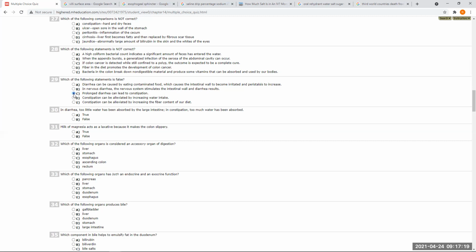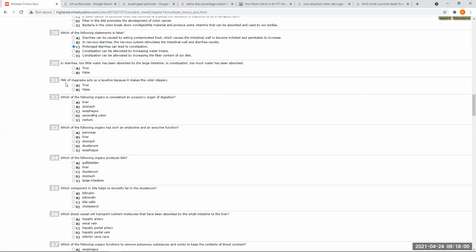Prolonged diarrhea can lead to constipation. Yeah, that is false. Prolonged diarrhea actually does the opposite, right? It could lead to death, but not constipation. Constipation is when you're stopped up. Has anybody ever been constipated or known somebody who's been constipated? In other words, you can't pass stools. Who just answered the question there, by the way? Ashley Mangru, thank you, Ashley. Very good. So prolonged diarrhea doesn't lead to constipation, but it leads to constant passage of watery stools, as we mentioned before.